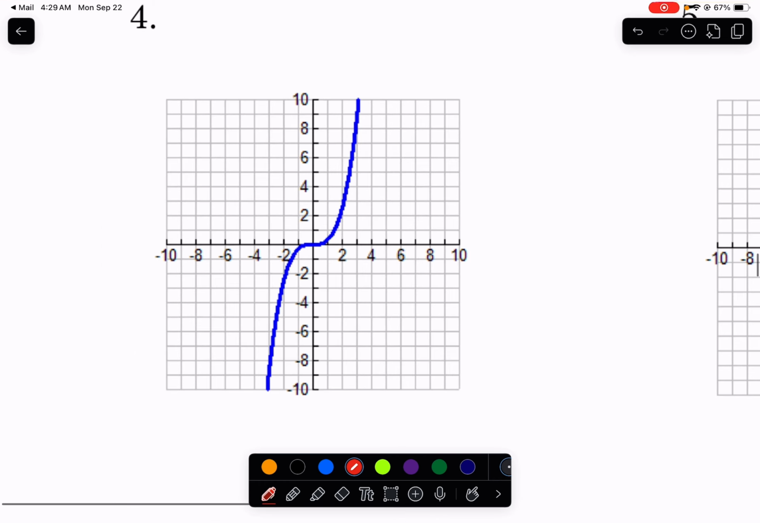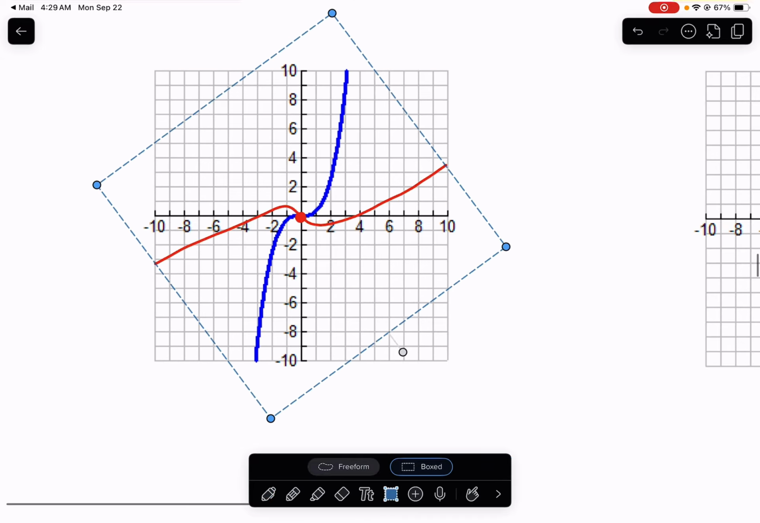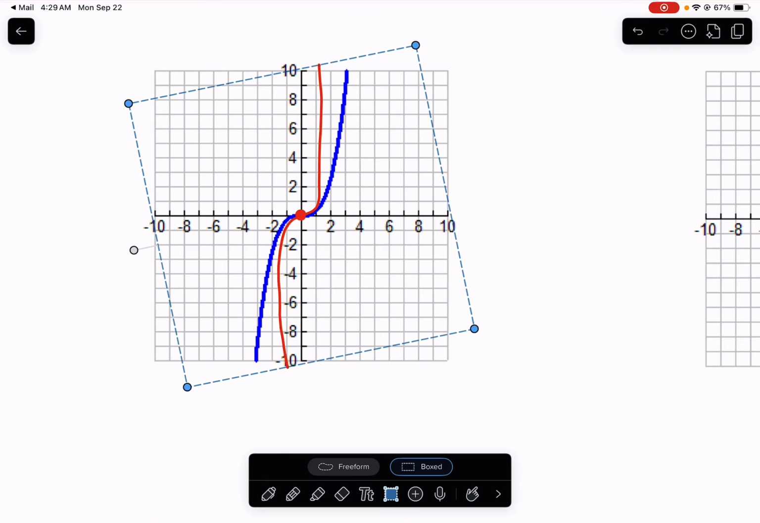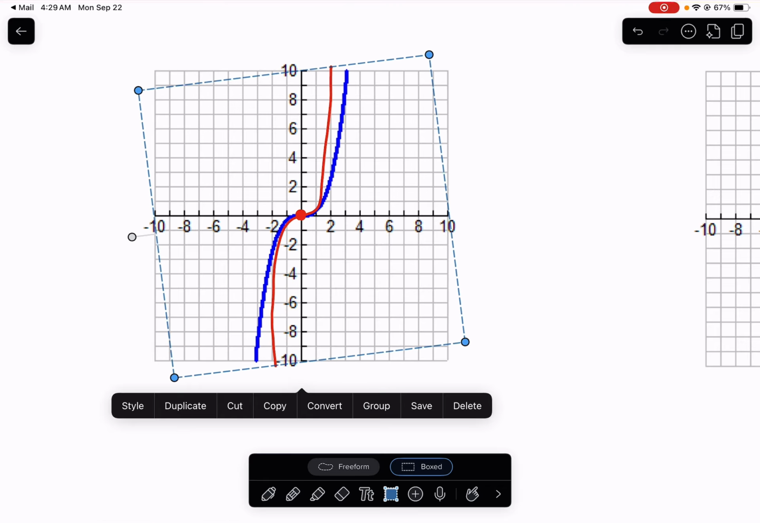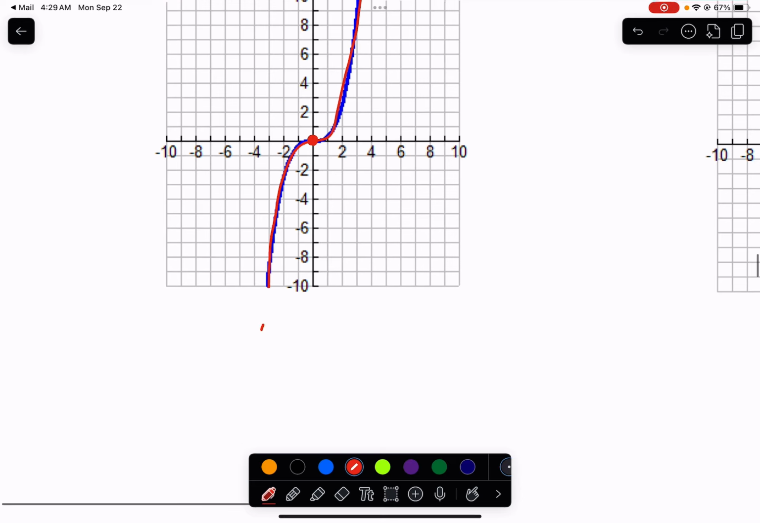Here for number 4. So this one does look like it's going to be an odd function. We can see that it does go through (0, 0), which is a good sign. And I'll go ahead and show you that we do, in fact, have that symmetry about the origin there, right? If we rotate the graph, we end up with the same thing. It's going to be an odd function.